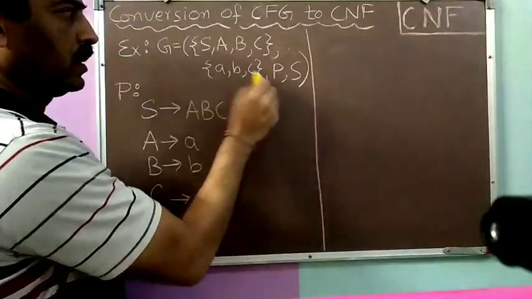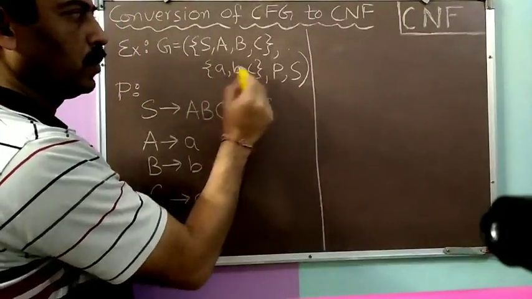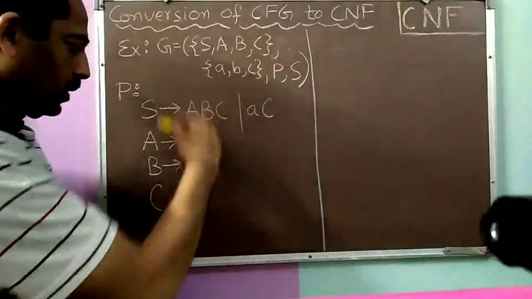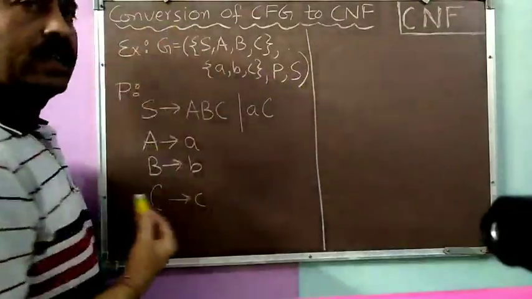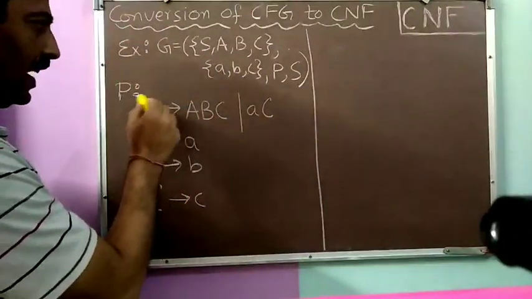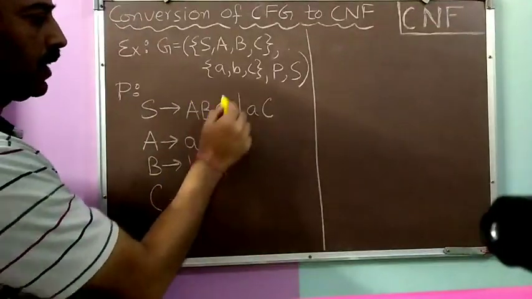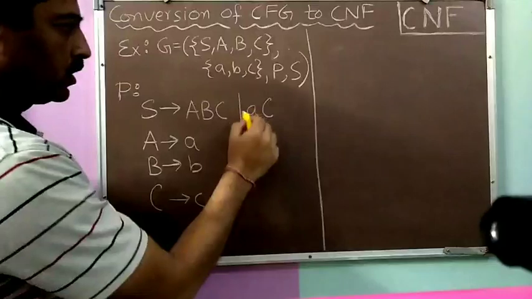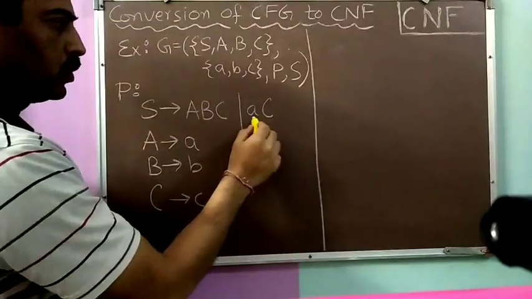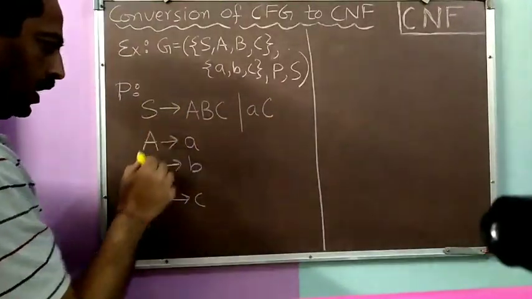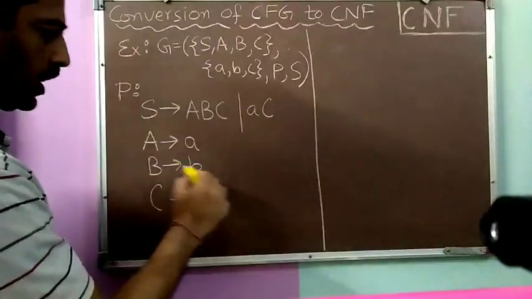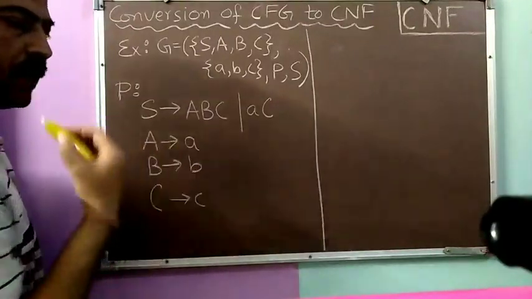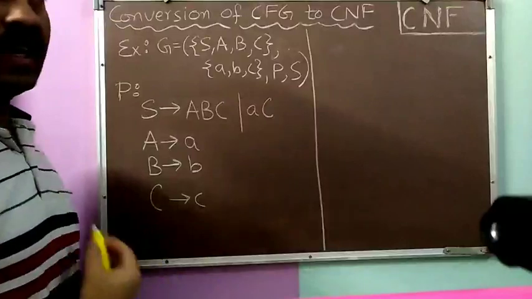C. There are three terminals, small a, small b, small c, and the set of production P is given like this, and S is the start symbol. P is given as S goes to capital A, capital B, capital C, all three variables. And then S goes to, suppose, small a, capital C, so this is terminal, this is variable. A derives a small a, B derives a small b, capital C derives a small c. So this is the grammar.